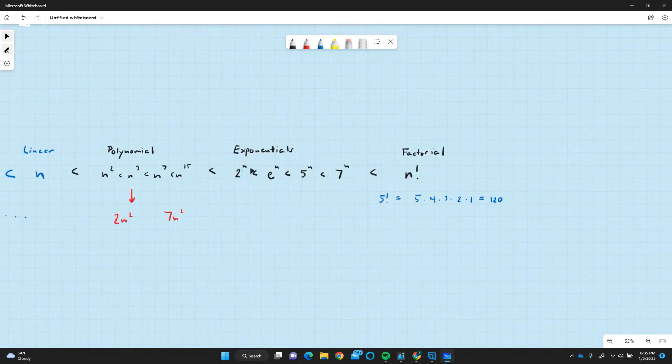Exponentials. 2 to the n is slower growing than e to the n, is slower growing than 5 to the n. So don't look at these like coefficients. These are part of the function. 2 to the n, the base being 2, is slower growing than 5 to the n. So if you had 2 to the n over 5 to the n, that converges to 0 because the bottom is faster growing than the top.